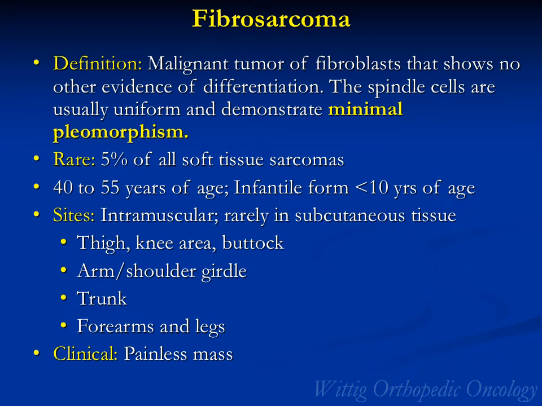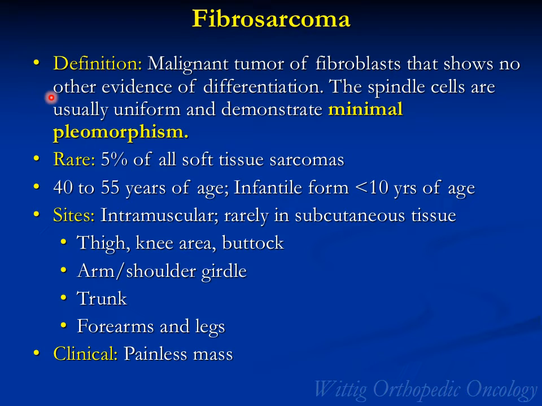The next entity that we're going to speak about is fibrosarcoma. Many experts believe that a high-grade fibrosarcoma is an MFH, or really an MFH is a high-grade fibrosarcoma, since neither tumor shows any specific evidence of differentiation other than expressing vimentin. But let's consider fibrosarcoma as a separate entity. A fibrosarcoma is a malignant tumor of fibroblasts that shows no other evidence of differentiation, meaning that it expresses vimentin only.